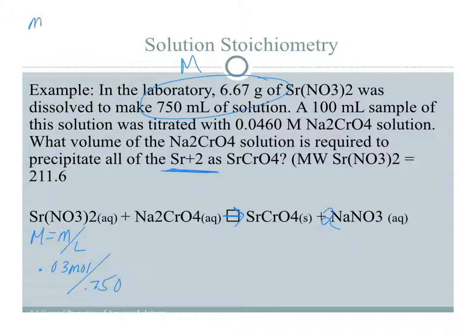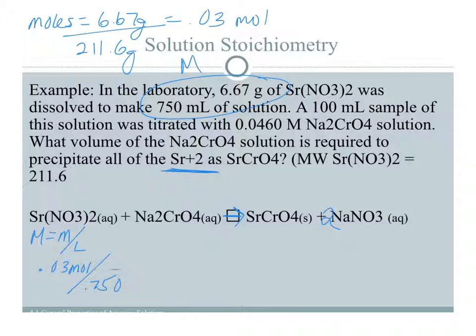So my moles equals 6.67 divided by 211.6, and that's 0.03 moles. And then I got my molarity down here as 0.042 molar. Now I can use my M1V1, and let me go with what I'm given first.